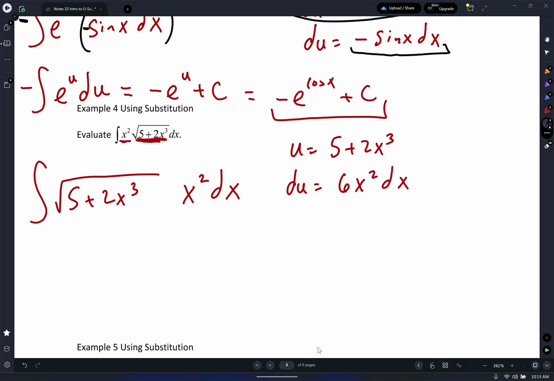I need a 6x squared dx, not an x squared dx. So I'm going to put what inside of that x squared dx? Now, if I do that, I got to balance it. What do I put on the outside? Do I put a 6 or do I put a 1/6? A 1/6. Let me tell you why. I need it to cancel out and be a 1. I don't want to change it. Does that make sense, Espinosa?